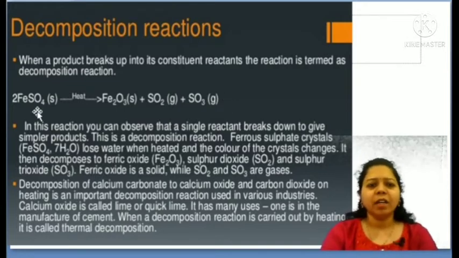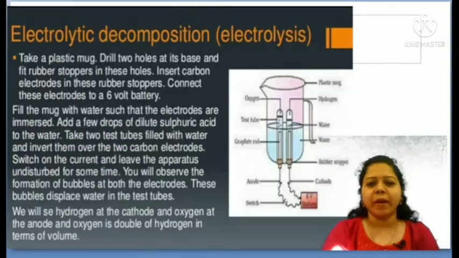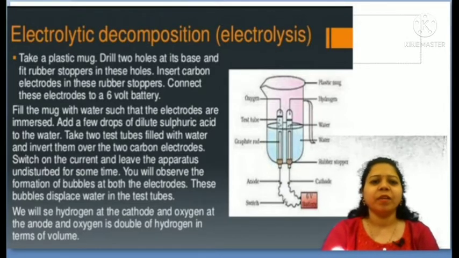Now here decomposition of ferrous sulfate takes place with the help of heat. Heat is used to decompose ferrous sulfate. That's why this decomposition reaction is known as a thermal decomposition reaction. Now the next subtype of decomposition reaction. The first subtype is the thermal decomposition reaction, and the next is electrolytic decomposition.